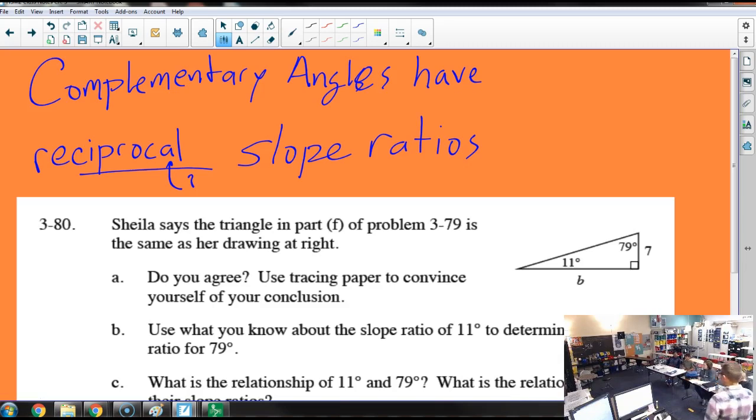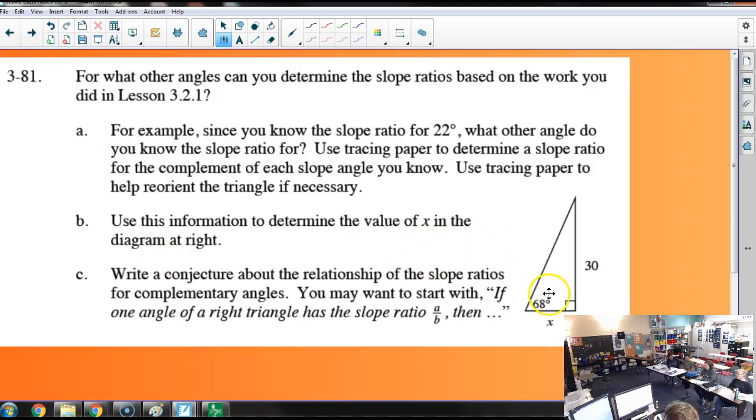Not multiply to make negative 1 or add to make 0 or anything like that where we talk about other inverses or opposites or the other words that you were trying to spit out. Those weren't right. It's reciprocal slope angles. Okay? Even though we don't know how to spell that. So for 68 degrees here, do we know what its slope angle is?